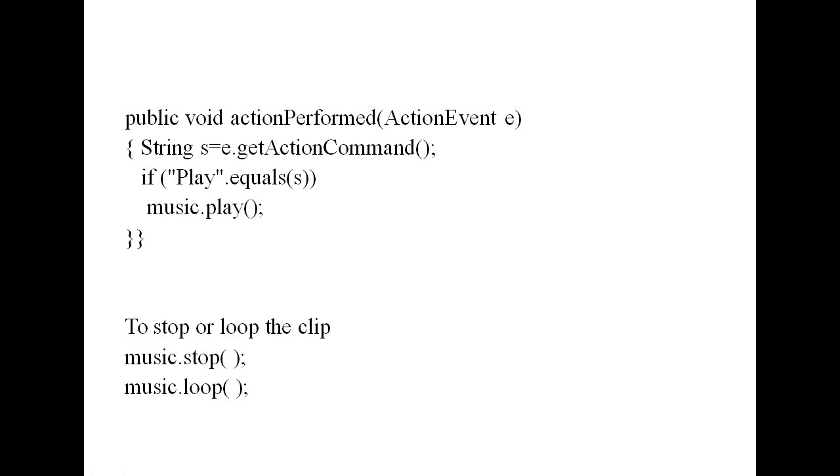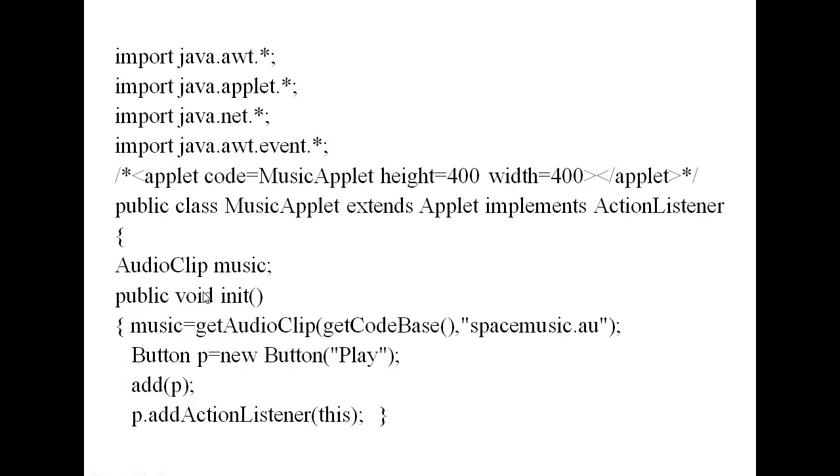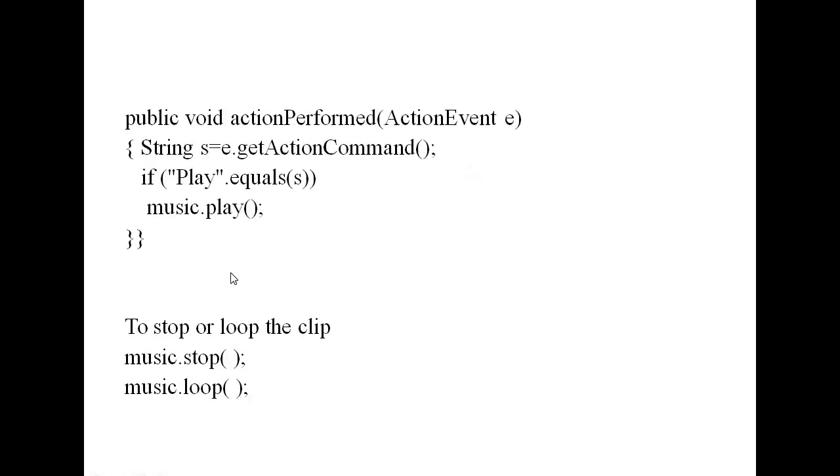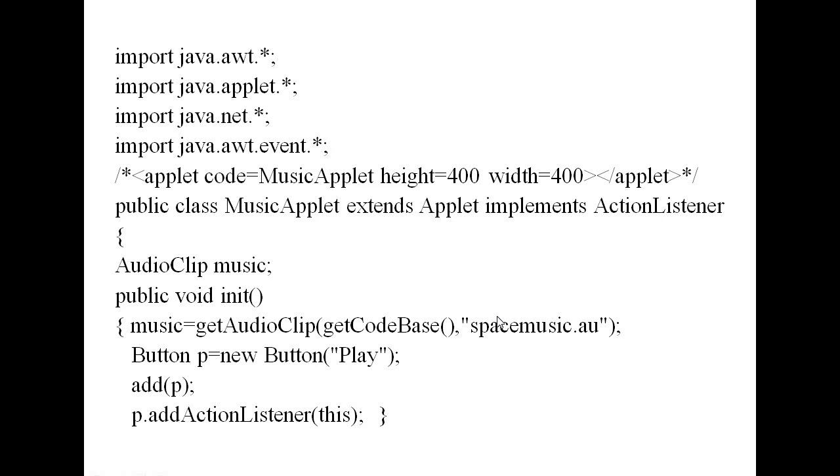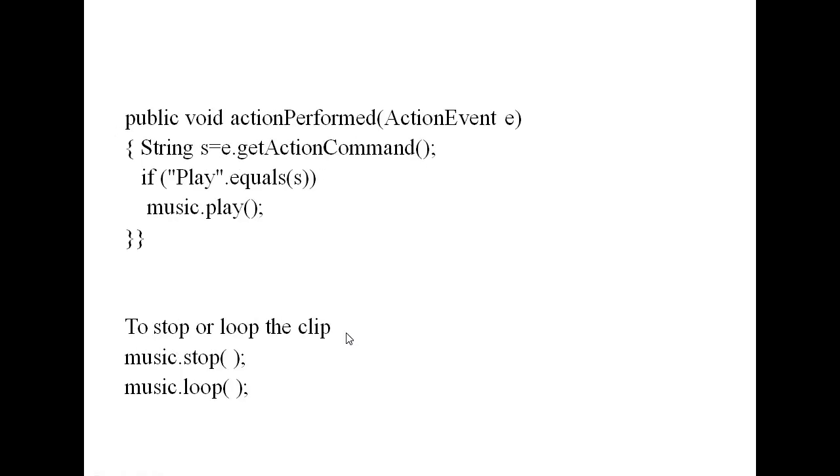So music.play. Music is the object we have created here, the audio clip object. The audio clip object's play will play the actual audio file, that is music.au, the audio file loaded using the getAudioClip method.